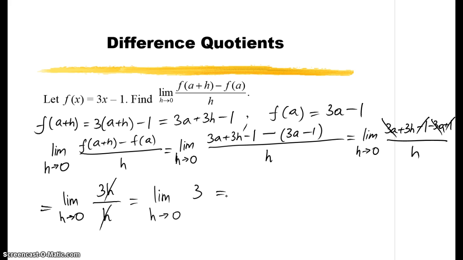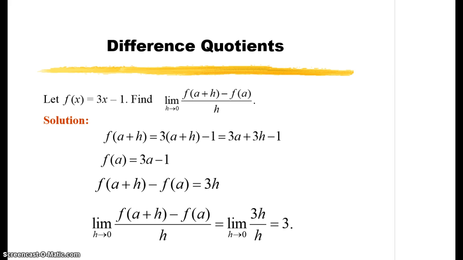So here I'm not going to write the limit anymore because I'm just going to evaluate this. The limit of a constant is a constant. So I get the answer 3. Here are the steps one more time. You could pause the video here just to make sure you understand each step. But that's how we get the answer 3.